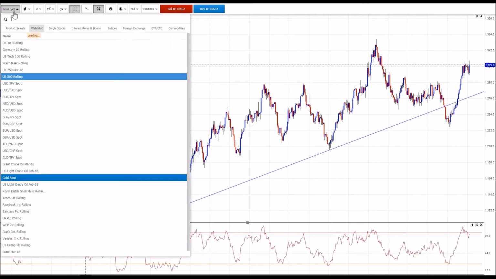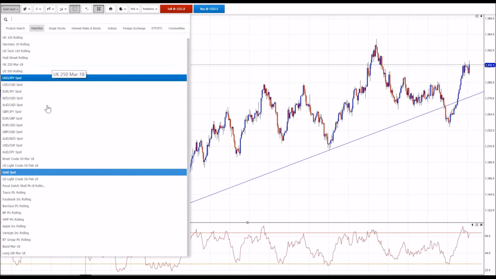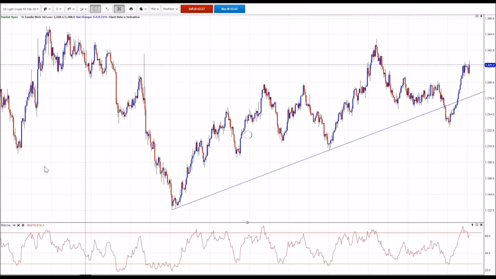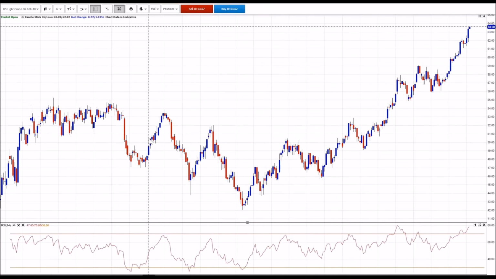And finally, oil. We got the break on oil at the end of the year. Oil, look at that. And again today, fresh all-time highs for that trend. Anyway.